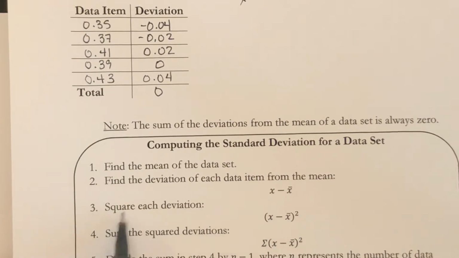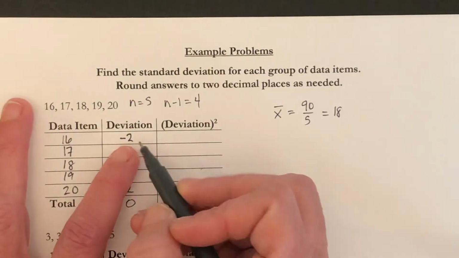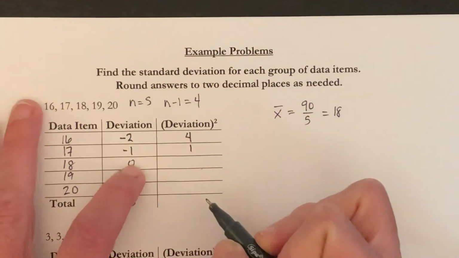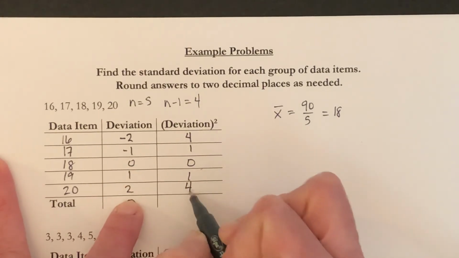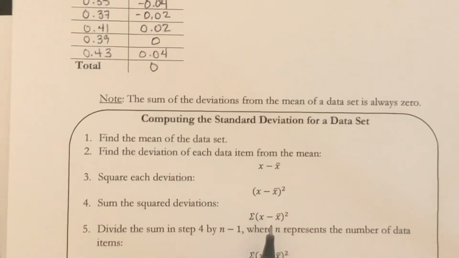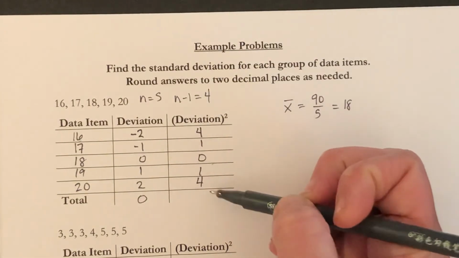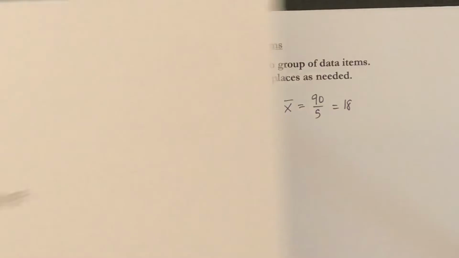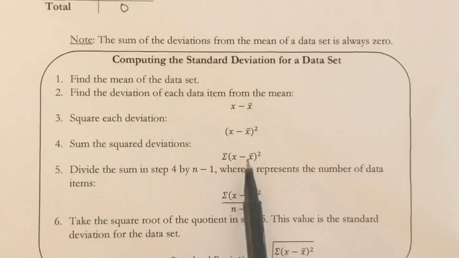Now we're supposed to square each deviation. So this is going to make all of our negatives go away. Negative 2 squared is positive 4. Negative 1 squared is 1. 0 squared is 0. 1 squared is 1. 2 squared is 4. Okay, so this was step 3. We've squared each one. Now we need to add these up. 4 plus 1 is 5, plus 5, that's 10. Okay, so we've added them up.